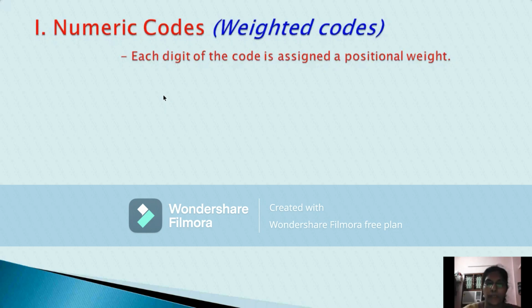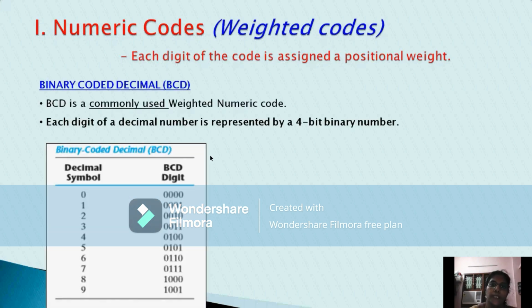One of the types of binary code is numeric code, that is, weighted code. Okay, weighted code we study. When I give an example, you will be able to understand what is meant by weighted code. But before that, you should know what BCD 8421 is.